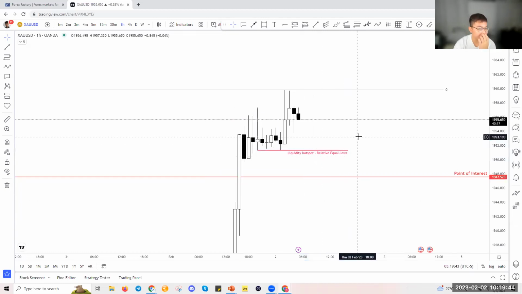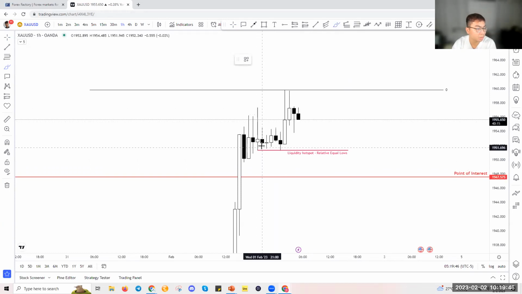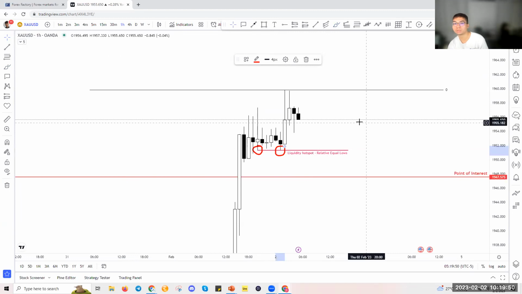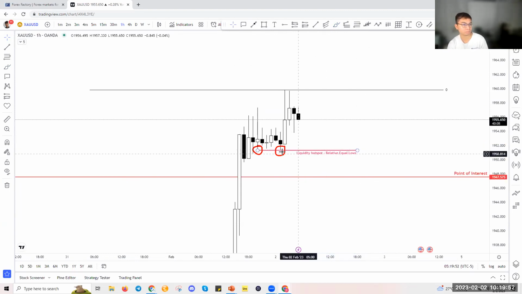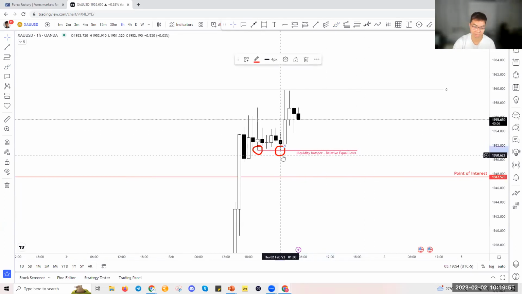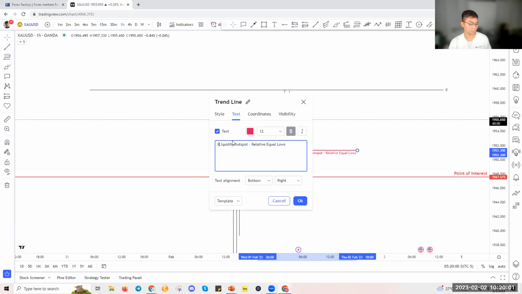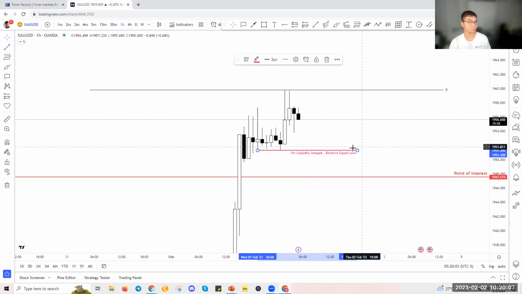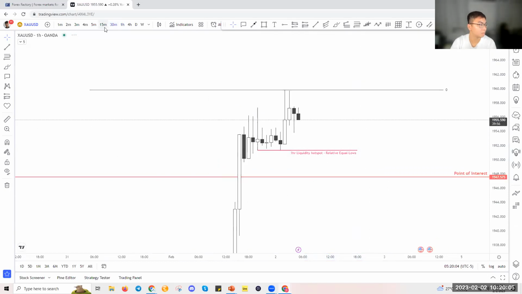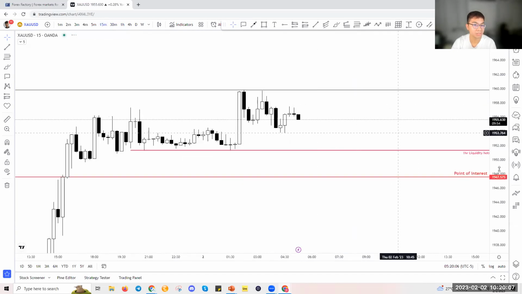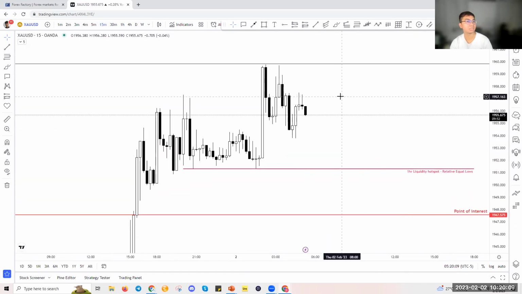Okay, why is it relative equal lows? Because we have these 2 candles right here, relative equal lows. All right, next, let's move on. Before I move on, I'll type 1 hour, liquidity hotspot, relative equal lows. So take a look at 15 minutes, nothing much that I can see. There's also nothing that I can actually force.